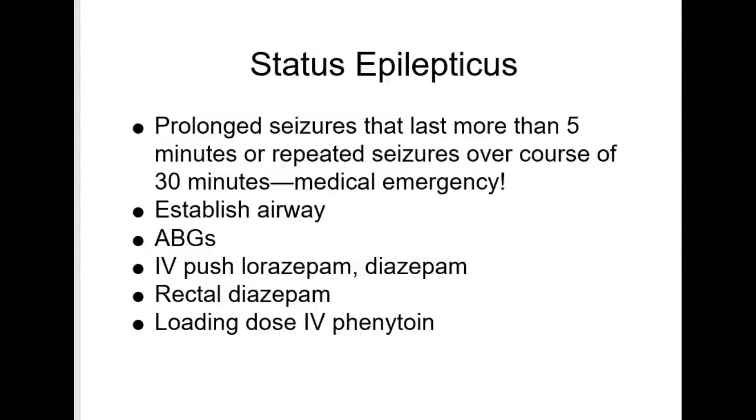Status epilepticus must be treated promptly and aggressively. You want to ensure a patent airway and call rapid response. Establishing an airway is a priority for patient care. You want to administer oxygen as indicated by the patient's condition and know that intubation may be required. If not already in place, establishing IV access with a large bore catheter is very important. You can also start normal saline.